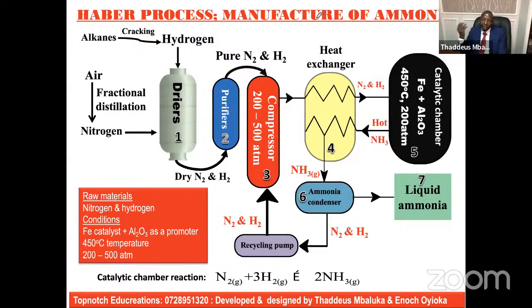So we go to the compressor. Remember, first of all, we said we require the raw materials, nitrogen and hydrogen. We have looked at their sources. Conditions: we require an iron catalyst impregnated with aluminum oxide as a promoter. The iron catalyst is finely divided to increase the surface area. Then we require a temperature of 450 degrees Celsius and a pressure of 200 to 500 atmospheres. That's why we are compressing it to attain the required pressure for the reaction to occur. Then from there you go to the heat exchanger. What are the roles of the heat exchanger, by the way?